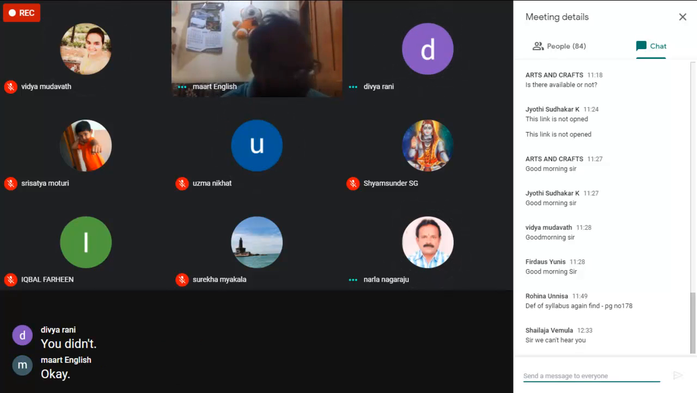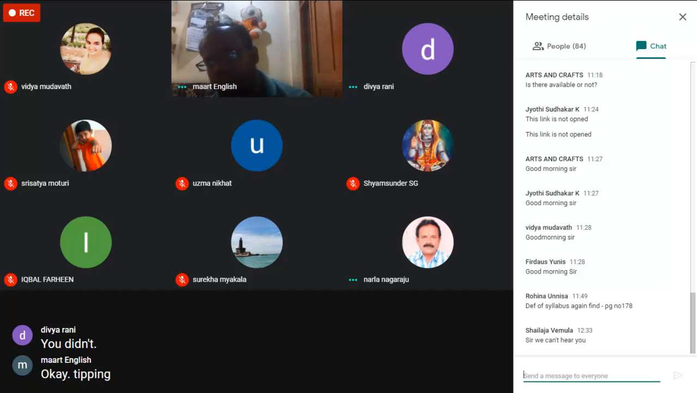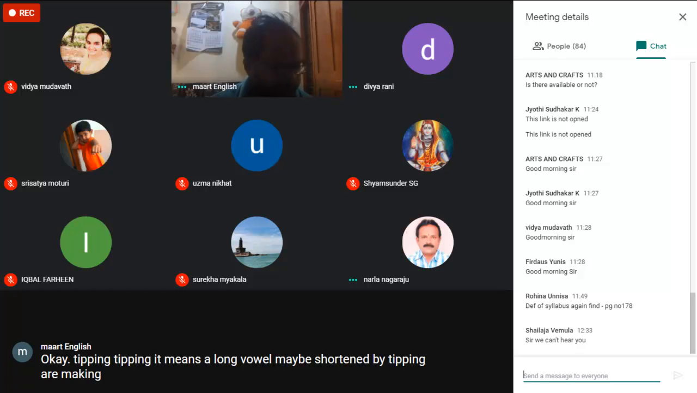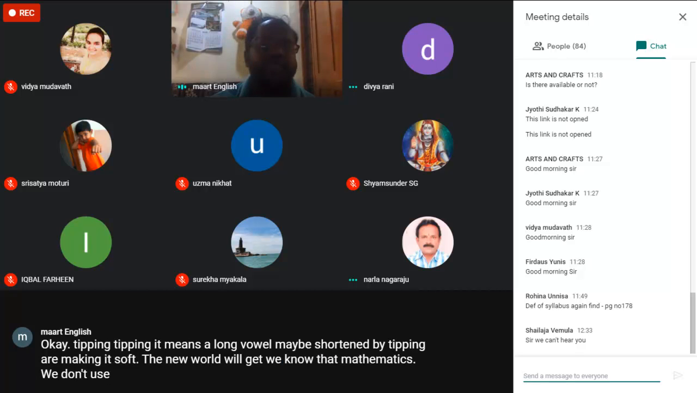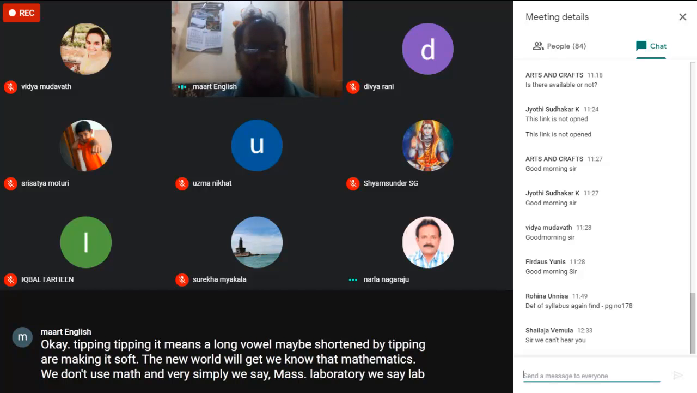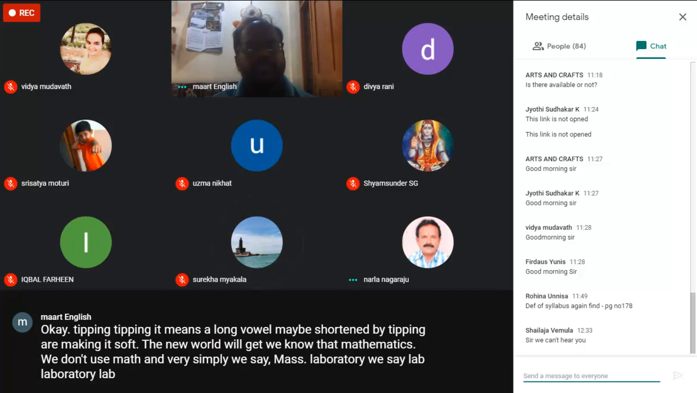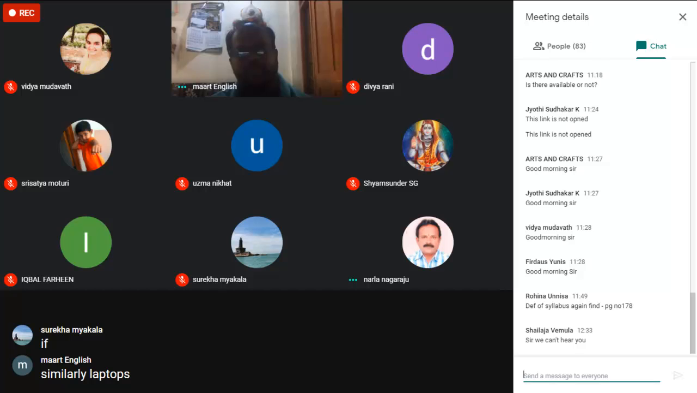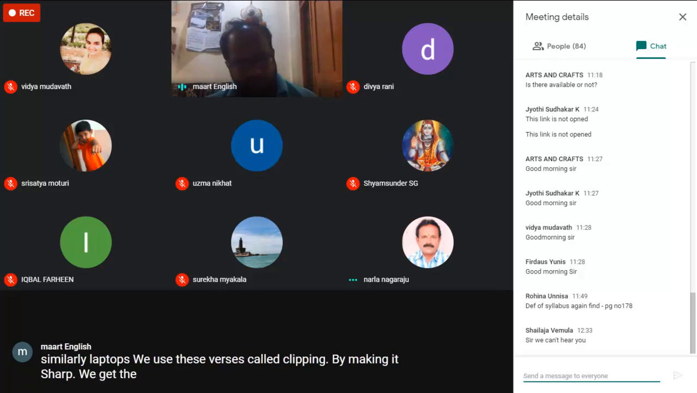Okay, right. Clipping. It means a long word may be shortened by clipping or making it short. Then we get a new word. We know mathematics, but we don't use mathematics, simply we say maths. Laboratory, we say lab. Similarly, laptop, lappy. We use these words, which is called clipping. By making it short, we get new or different words.